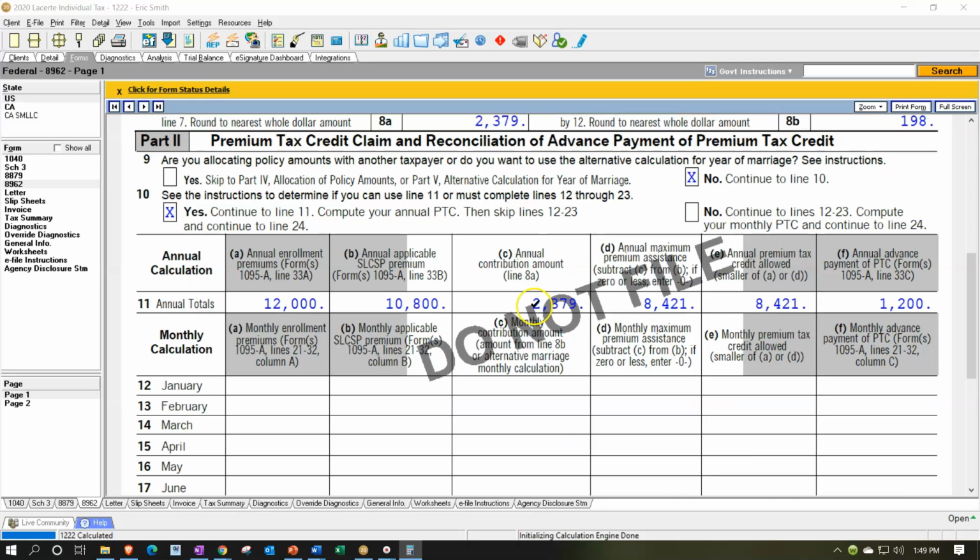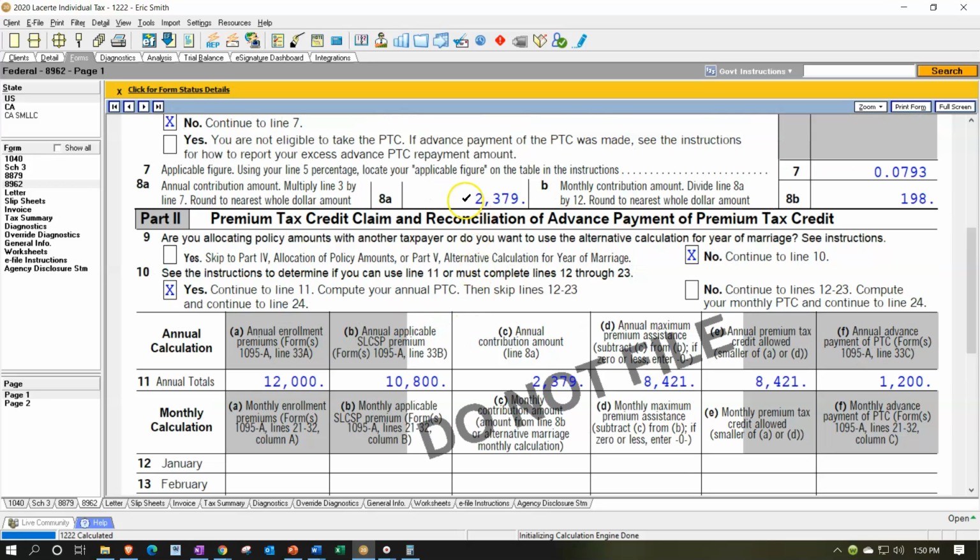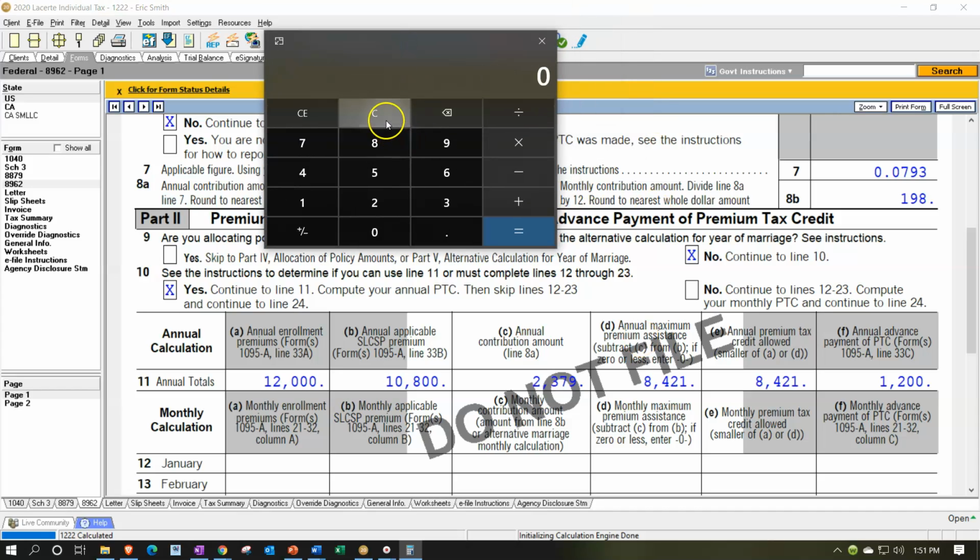Then scrolling down to calculate our amounts here, we have the annual enrollment premiums. This is the amount that was the bottom line for the actual premiums, coming from that second column that we put the data input from. Then we have the annual contribution amount from line 8A. Then we have the annual maximum premium assistance, where we subtract C from B. So we're taking C, which is 2379, minus the 10,800, and that's going to be our 8421.